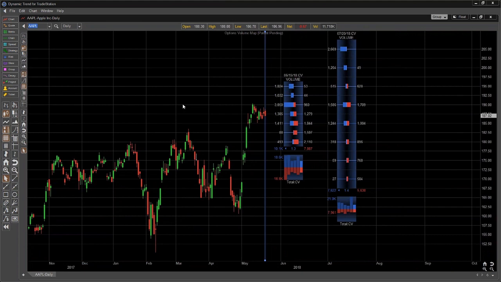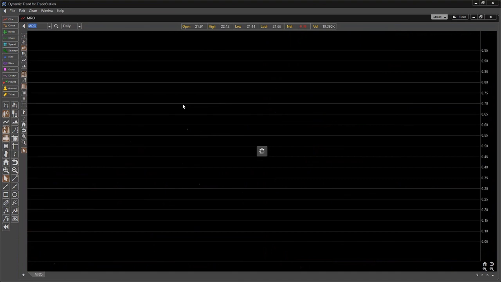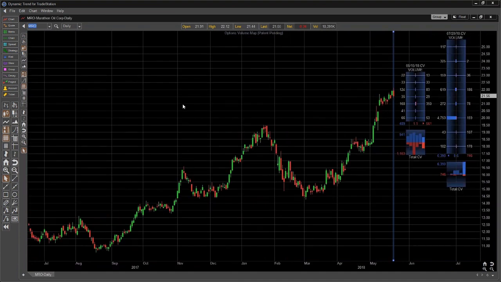All right, so let's take a look at a couple of different examples. One of the examples I was looking at earlier is MRO, and this is kind of a historical view of this, and I want to show you how this process works out. As you can see here, we have a couple of different lows that have come into place.